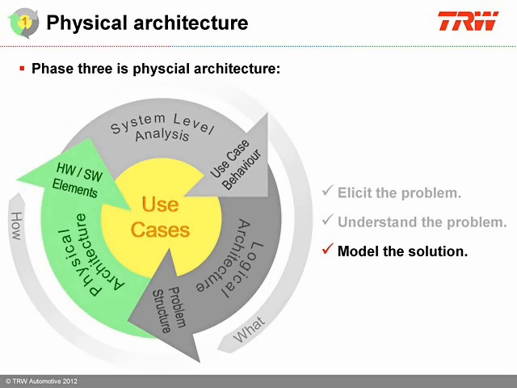The third and last phase of the functional architecture design is physical architecture, which models the architectural solution.